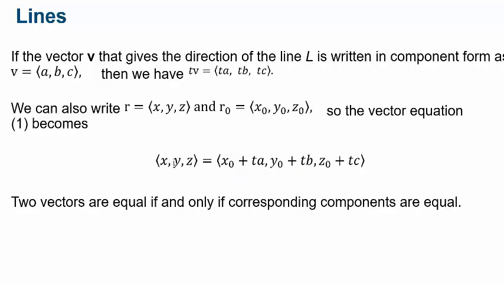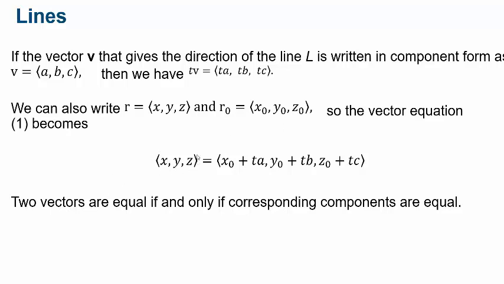If the vector v that gives the direction of the line L is written in component form as vector v equals a comma b comma c, then we have t times v equal to ta comma tb comma tc. We can also write r as being equal to the vector x, y, z and r0 be equal to the vector x0 comma y0 comma z0. So the vector equation becomes the following. This is the vector equation for a line.